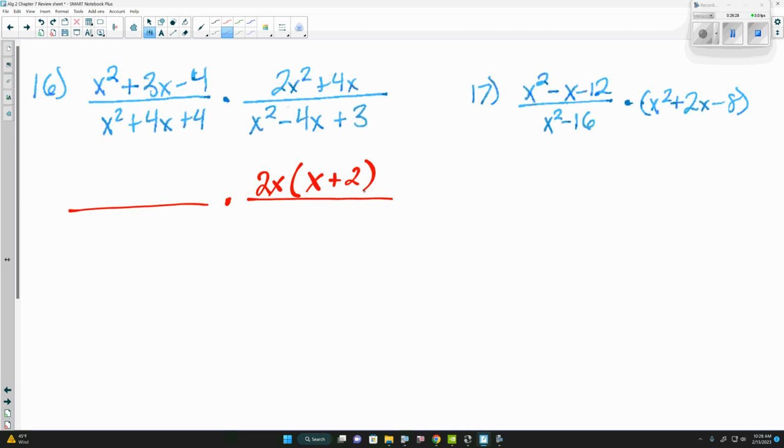we're left with x plus 2. And that there is as simplified as it gets. 2x is fine. X plus 2, no other greatest common factor. The biggest exponent's 1, so we're simplified.